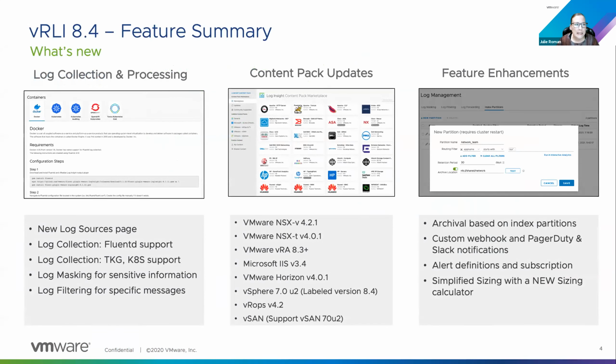As I mentioned, we released a lot of new features with our 8.4 release. It was our biggest release in quite some time. We added a new log sources page. If you're familiar with the cloud version, we have detailed instructions on how to configure your logs to send to Log Insight Cloud. Now we're bringing that into the on-prem release, and we're starting with containers. We also added details for configuring FluentD. That's not necessarily specific to containers, but for configuring it for other applications as well.